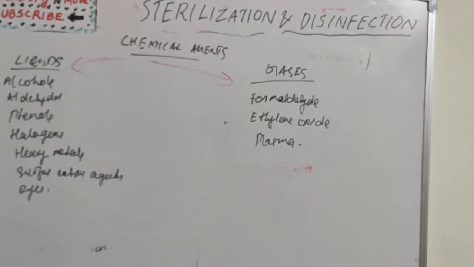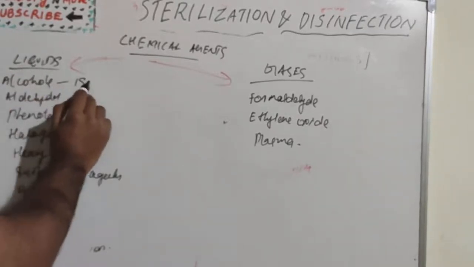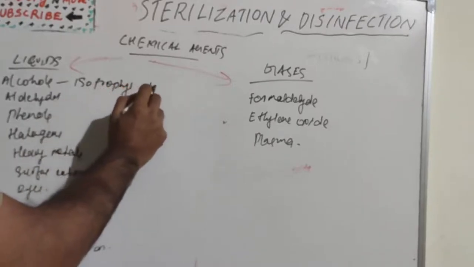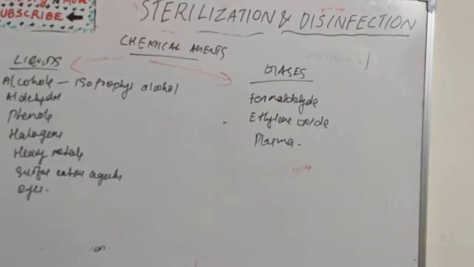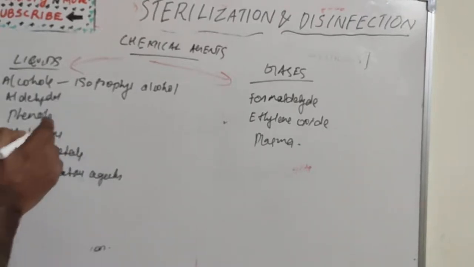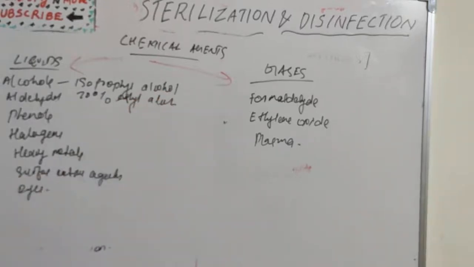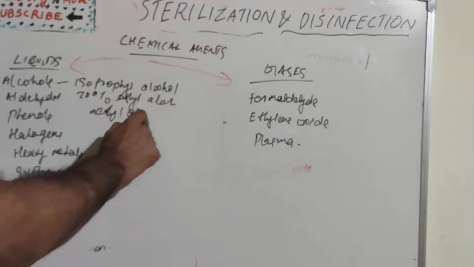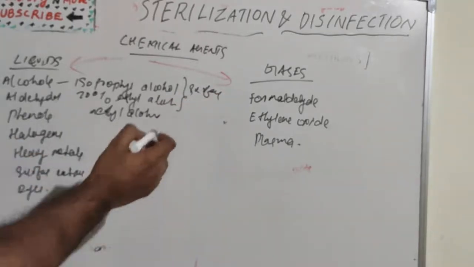So alcohols, what is the action of alcohols? It is by the denaturation of proteins. Most commonly used is isopropyl alcohol, which is very common nowadays in corona time. Everyone is using it, rubbing it on their hands to sanitize. It is used as a sanitizer, the common hand rub, which is isopropyl alcohol. This is 70% ethyl alcohol. Another one, methyl alcohol, is an active agent against fungal spores and is used to treat cabinets and incubators. Okay, so isopropyl alcohol and 70% ethyl alcohol are used as surface or skin disinfectants.